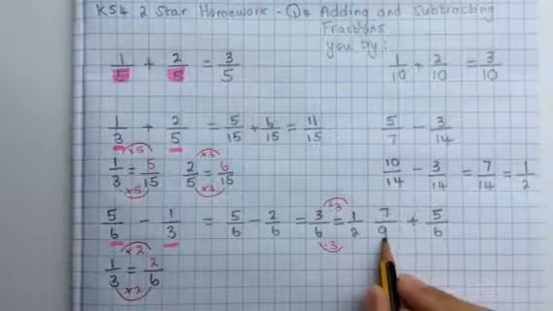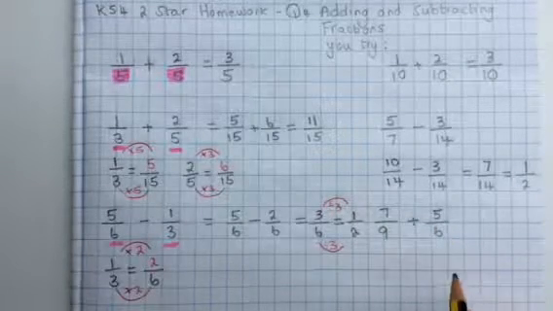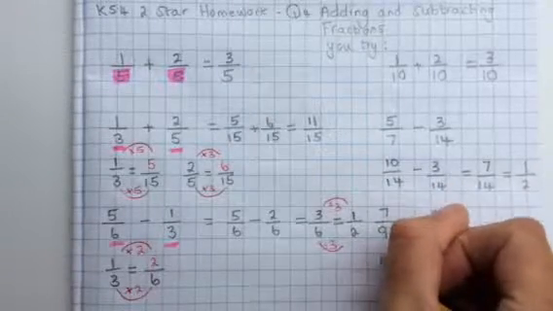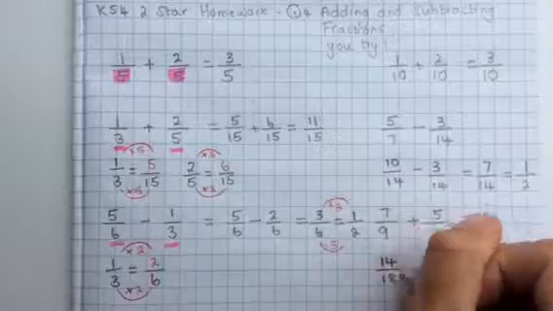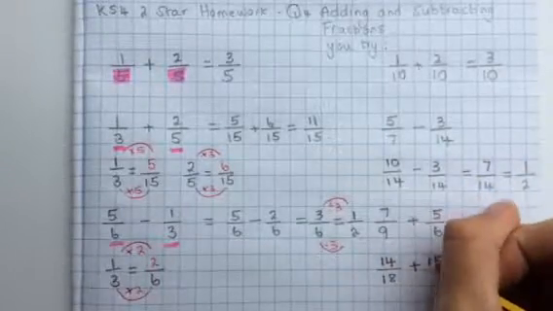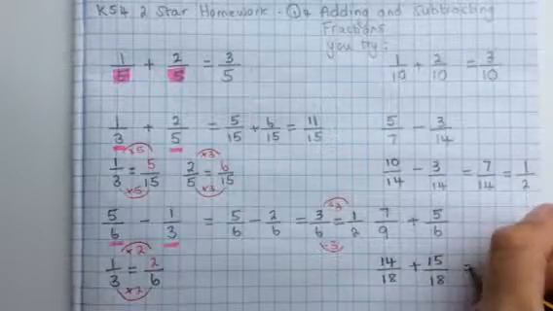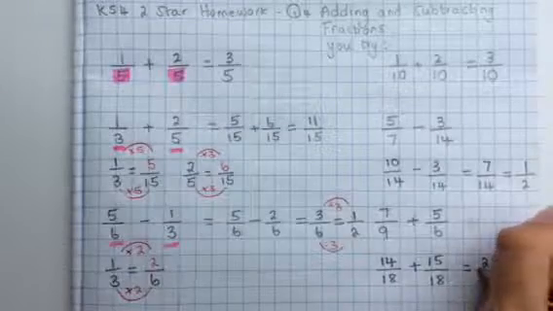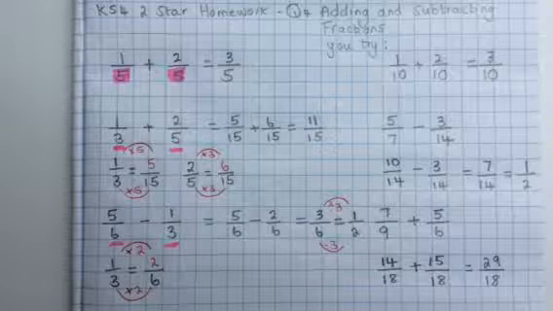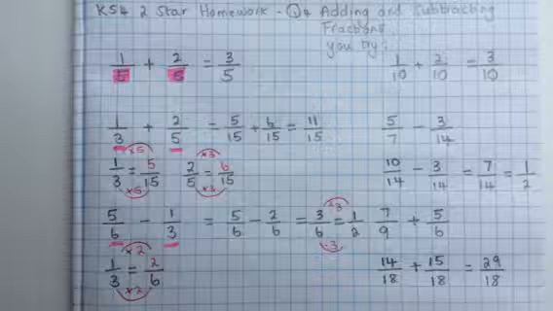Next question, we've got 9 and 6. Smallest number these both go into would be 18. So that means I have got 14 out of 18 in replacement of the 7 out of 9. Add 15 out of 18 in replacement with the 5 out of the 6, giving us an answer of 29 over 18. We'll leave it as a top-heavy fraction at this stage in our learning. Further on, as we go through the course, you'll come across mixed numbers as well.